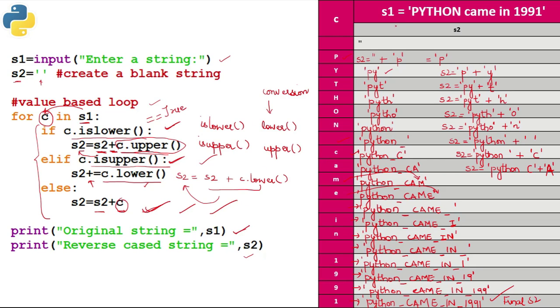The original string will be displayed like this: Python came in 1991. And the reverse case string will be displayed like this, with all uppercase characters in lowercase and all lowercase characters in uppercase, rest everything as it is. So this was the code and its dry run. I hope you've understood it. Now let's try it practically.